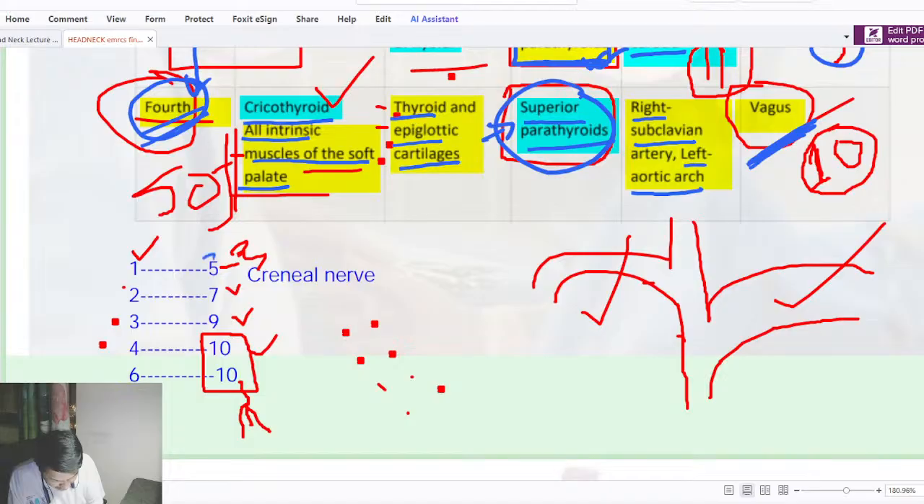From the first arch, we have V3, number 5. Second arch, we have facial. Third arch, we have glossopharyngeal. Fourth and sixth, we have vagus. And from the sixth especially, we have vagus with recurrent laryngeal.